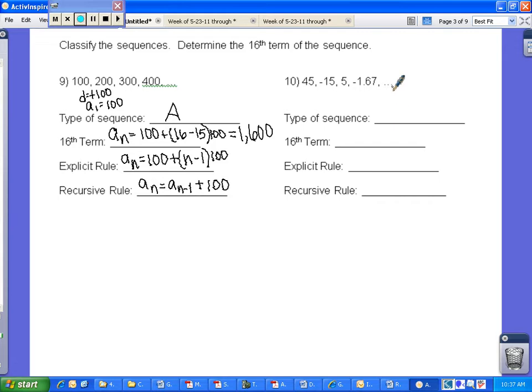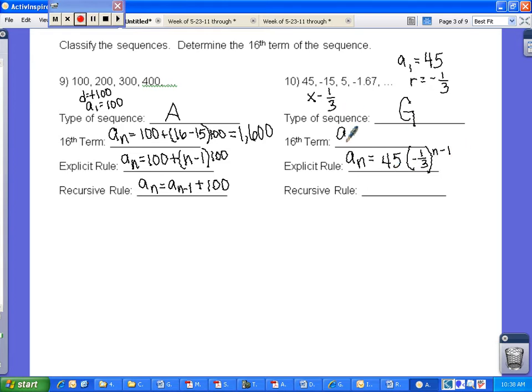For the last one, I'm multiplying by negative 1/3 each time, because I'm basically dividing by 3, which is multiplying by 1/3, and then since it goes from positive to negative to positive to negative, I know it's a negative 1/3. So that means that this is a geometric pattern where a sub 1 equals 45, and your common ratio is negative 1/3. So that's what you're going to use in the explicit rule. So a sub n equals the first term, 45, times negative 1/3 to the n minus 1 power.